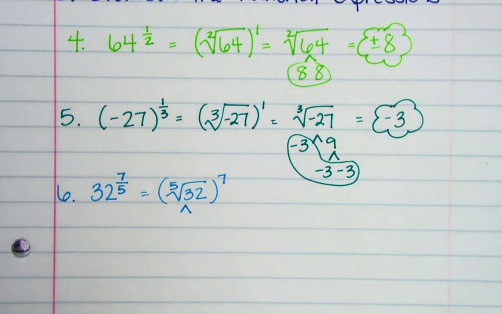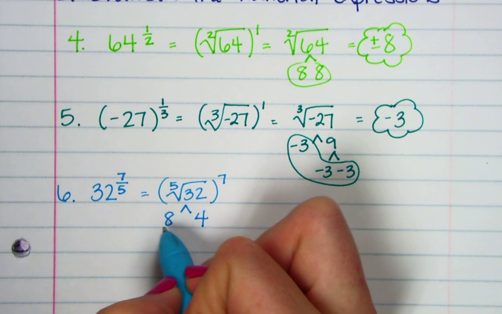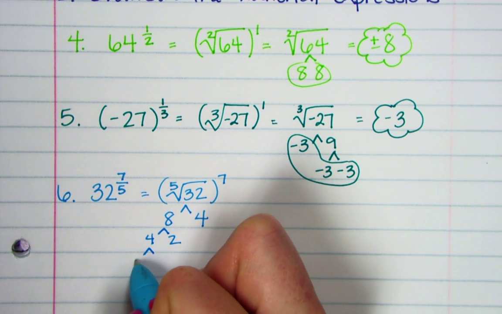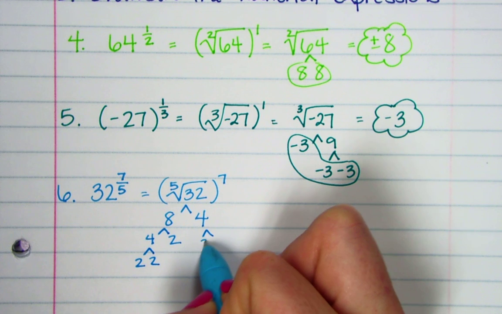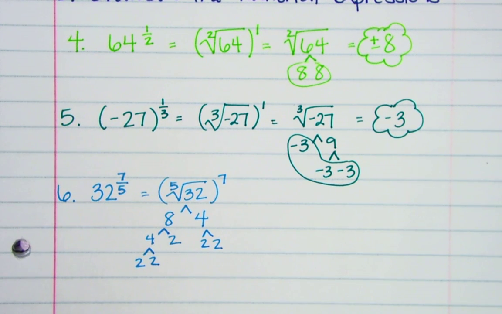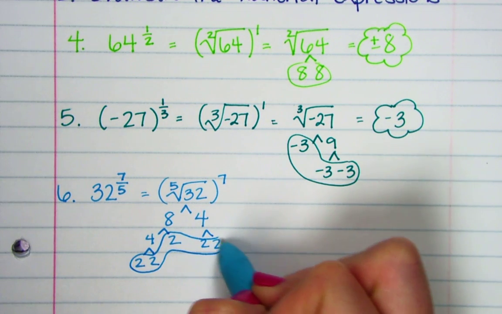All right, 32 is what times what? 8 times 4. Right, then 8 is 4 times 2, and then 4 is 2 times 2. Right, and since n is 5, how many of the same number do we need? 5, right? We need 5. So we luckily have it. All the problems that I put in here work out well.